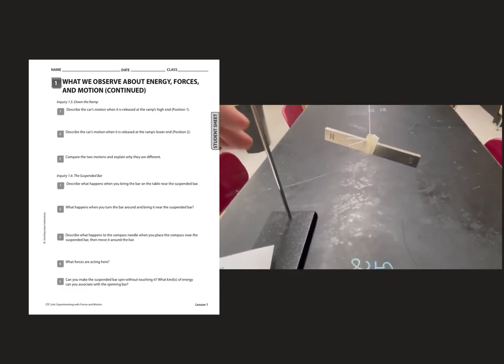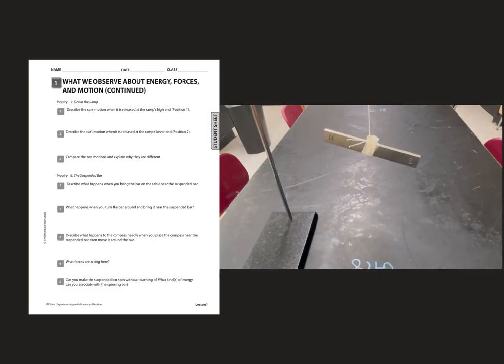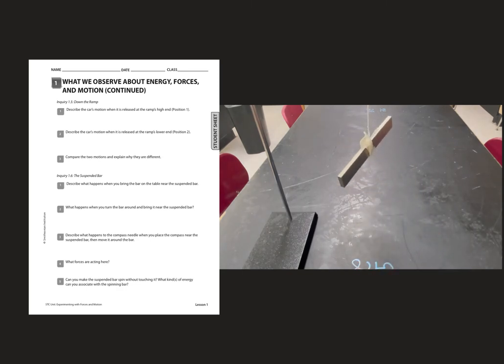All right, so just follow along with me on your handout. So, procedure number 1, bring bar 1 near the suspended bar. So, bar 1 is this second bar that I have. So, let's watch what happens when I bring bar 1 near the suspended bar. All right, make note of what happens there.